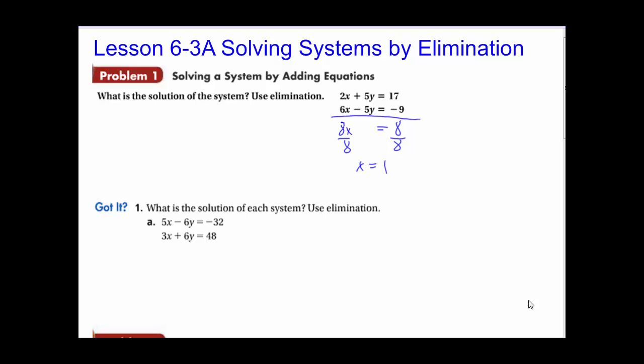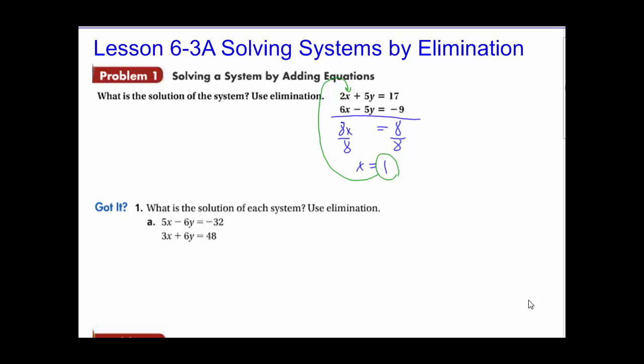Now we're going to take one of our two equations. Let's say we just take the first one. Now in order to find the y, we're going to take this x, which is 1, and substitute it in for x into, say, the first equation. You could use the second equation, but I'm just going to use the first.